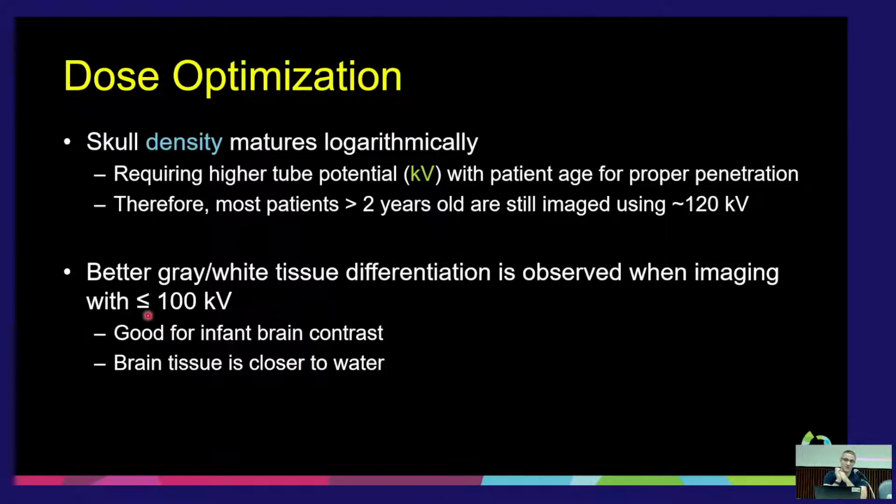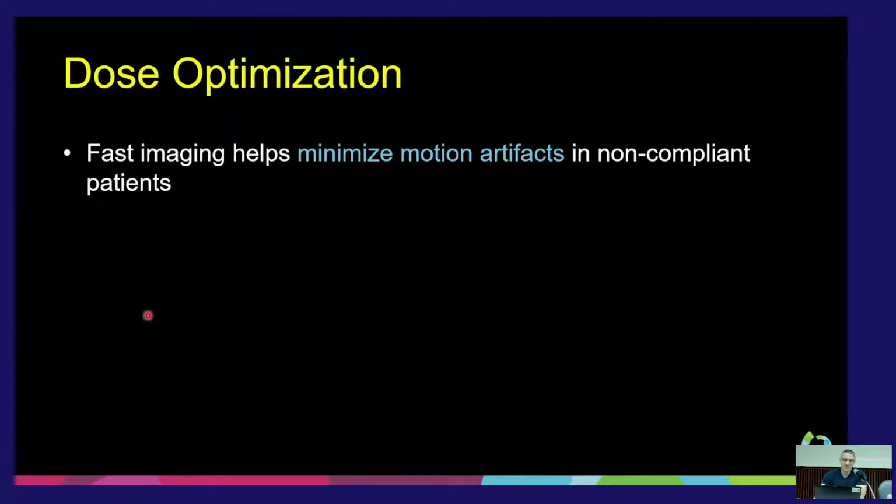It's good to image at a little lower kV because you get a little more separation in the gray-white matter, and more separation and contrast in areas that are very subtle, especially in little babies. All right, so sticking quickly with that theme of the head.